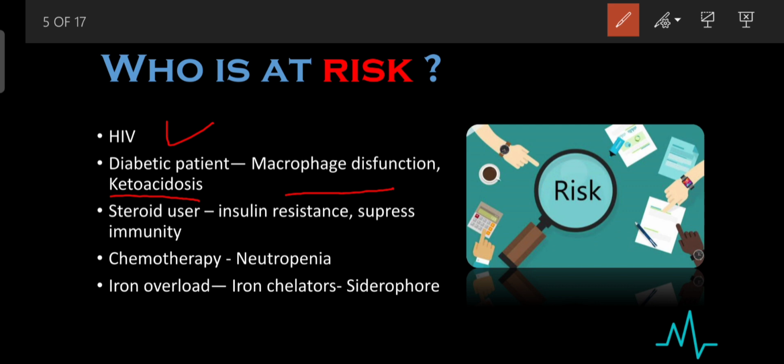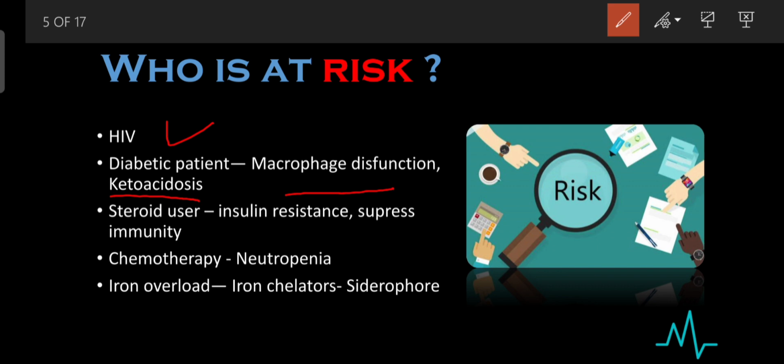Now the ketone body is one of the helpers of this particular fungus, and also Rhizopus has a mechanism called the ketone reductase mechanism, through which it manages to grow, right?